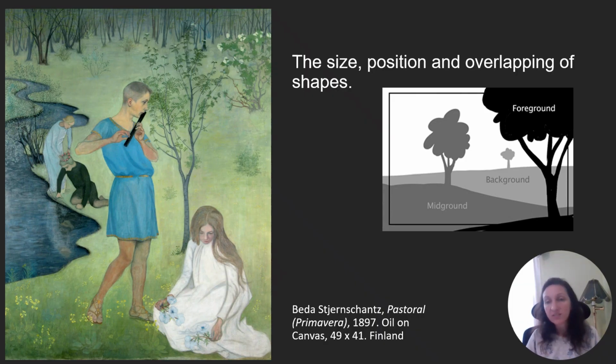The first one, and probably most simple, is size, position, and overlapping of shapes. This has to do with the foreground, middle ground, background. Things that are closer to us, like this woman here, right, are perceived as larger and in more detail than things that are farther away, right? This tree that's close to us has individual details of leaves and stuff, and then these ones that are really far away in the background we can't really make out as much detail, right?